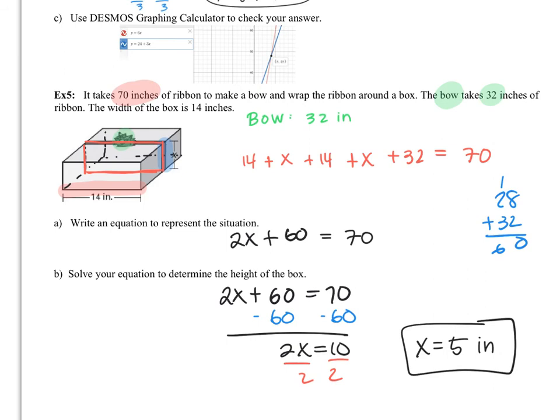So to solve this equation, I would first subtract 60 from both sides to get a new equation of 2x equals 10. Then I would divide both sides by 2 to get my solution of x equals 5 inches, which means that in order to use 70 inches of ribbon, I would need a height of 5.